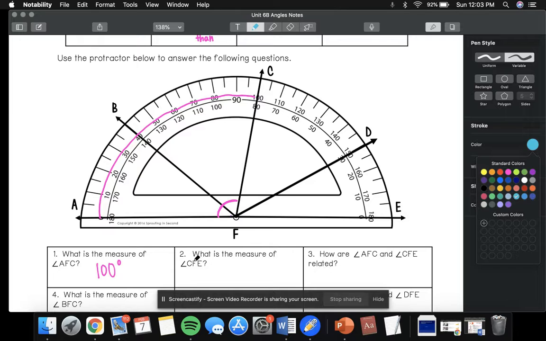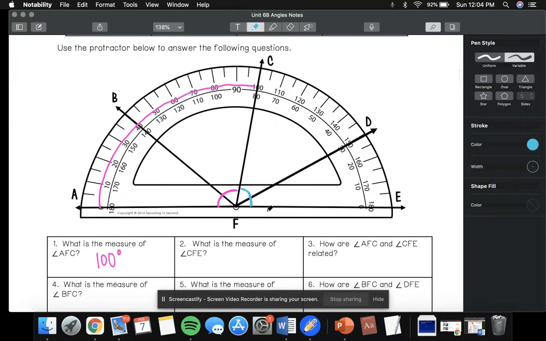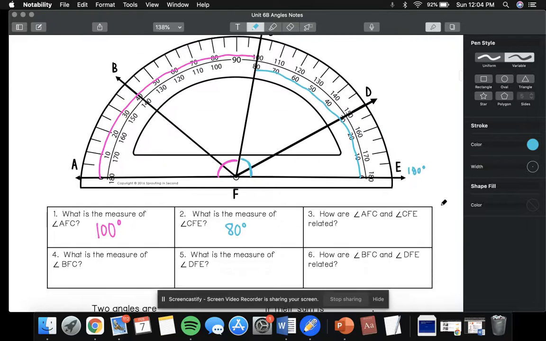What is the measure of angle CFE? So first I'm going to find C, then I'm going to find F, and then I'm going to find E. So I'm talking about this angle right here. Okay. All right, so to do this, we could also go from E to C. Okay, so here's 0. So I'm talking about this angle right here. Okay, and it looks like it is 80 degrees. Another way to do this is you start at C, you start at 100. When you get to E on the top, you get to 180. So you could just subtract them and get 80 degrees.